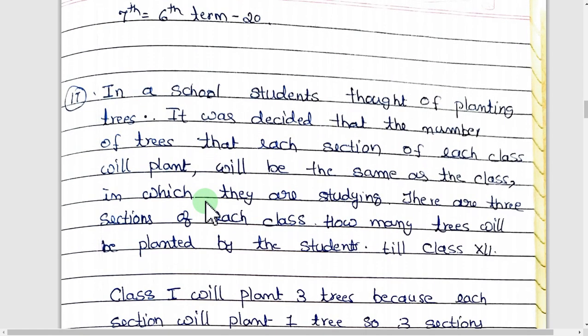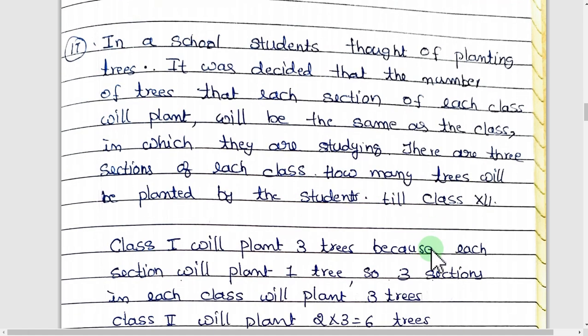Next, 17th question. In a school, students thought of planting trees. It was decided that the number of trees that each section of each class will plant will be the same as the class in which they are studying. There are 3 sections of each class. How many trees will be planted by the students till class 12?